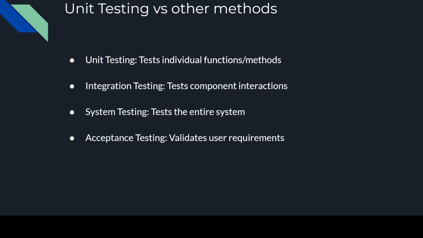Acceptance testing is even broader. It validates whether the system meets business requirements from the end user's perspective. These tests are often written in collaboration with product owners or stakeholders. You can think of unit tests as the foundation of a testing pyramid: small, numerous, and fast. Integration and system tests are fewer but broader in scope and slower to run. Getting unit tests right ensures the foundation is solid, making higher level testing smoother and more reliable.